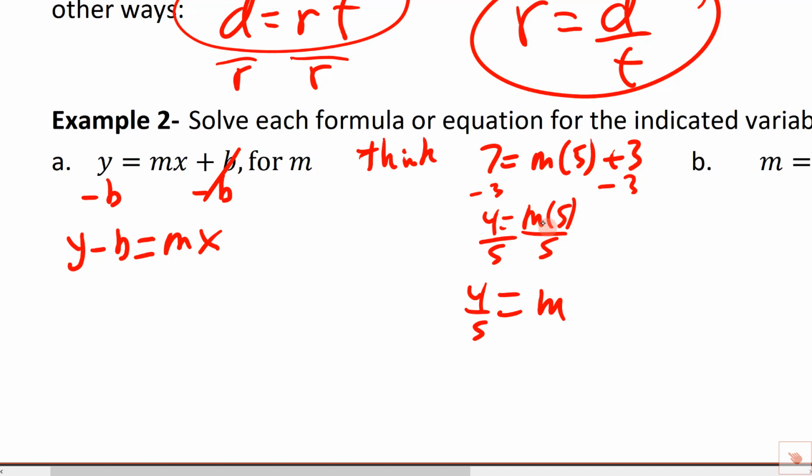So we've got the equivalent of m times 5. What we did over here is we divided by 5. So let's do the equivalent on this one. Let's just divide by x. We want to undo multiplying by x, so we're going to divide by x. Those are going to cancel. Now, we normally flip these around, and this is one time where I say, okay, it's okay to flip these around. I'm going to write m equals y minus b over x.